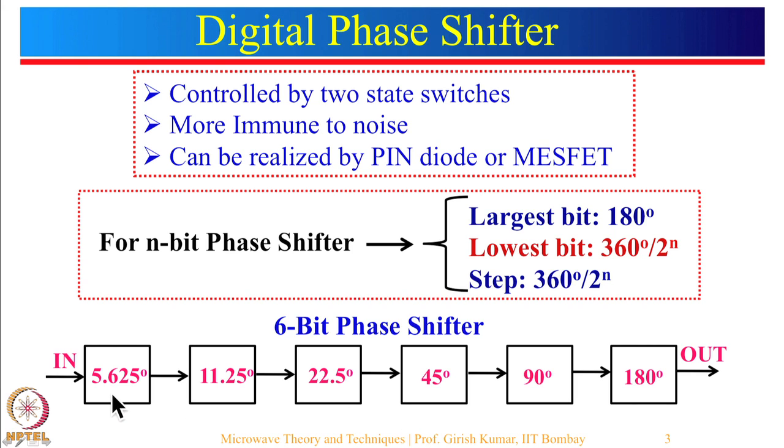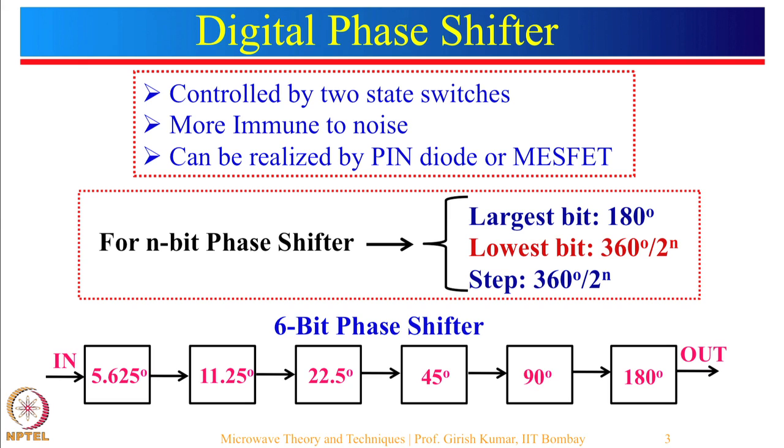So, let us assume that this bit is 1, all these are 0. In that particular case, what will happen? Input will experience a phase delay of about 5.625 degree. If suppose this bit is 1 and all these are 0, then output will have a 180 degree phase shift. Suppose if this is 1 and this is 1 and this is 1, then total phase shift will be 180 plus 90, 270 plus 45, 315 degree. So, that is how you can change the phase shift.